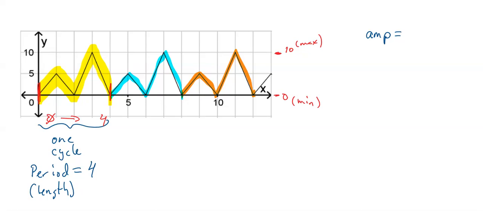But if it was harder numbers, these are friendly numbers. If it was harder numbers, how would I calculate it? I would do the max minus the min, and you want to do it in that order, otherwise you're going to get a negative value, divided by 2. And it's always positive. The amplitude is a length, so it's like a size, so it's always positive. So 10 minus 0 divided by 2 is 10 divided by 2, which is 5.